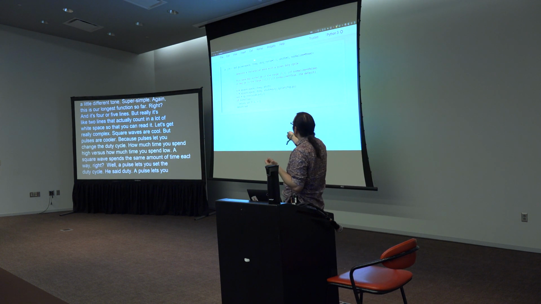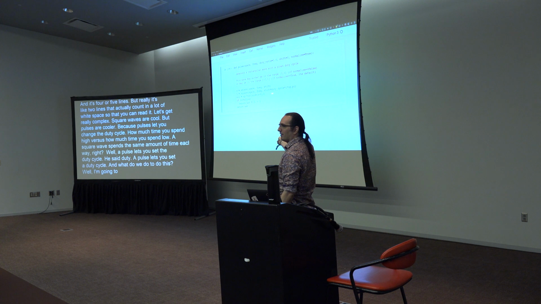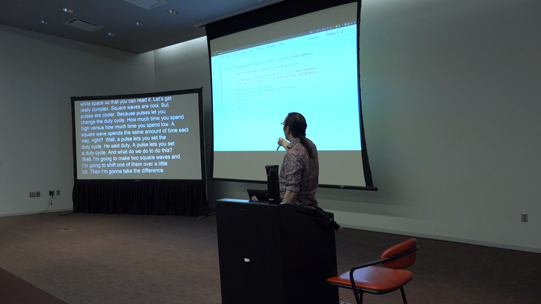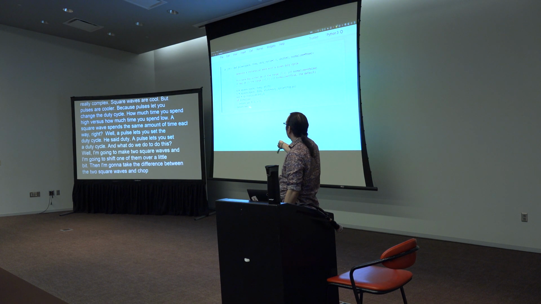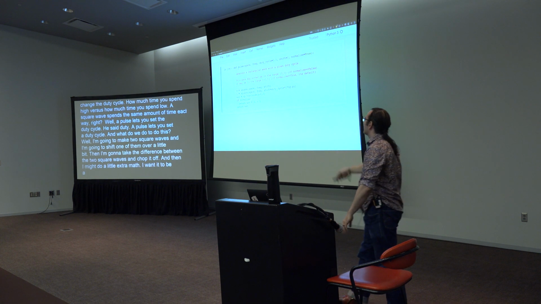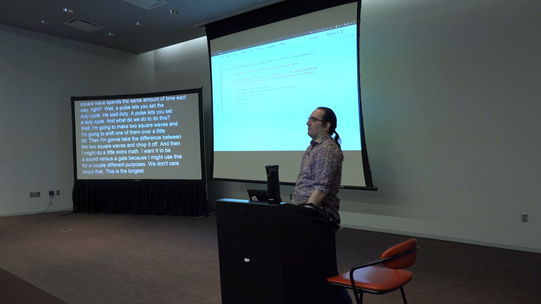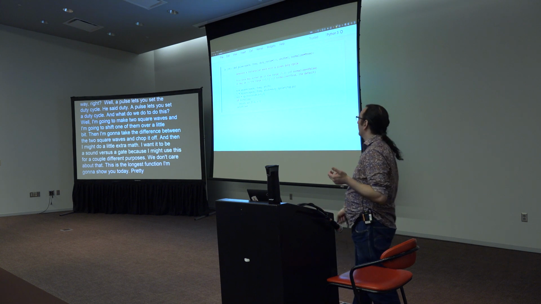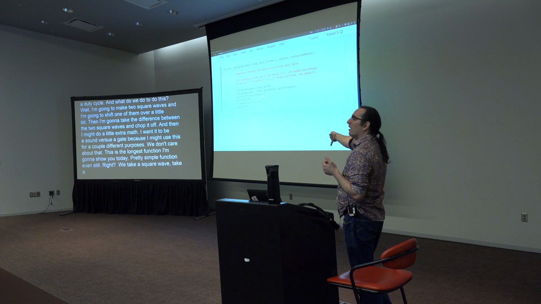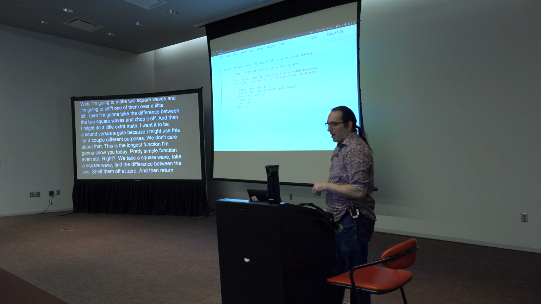And what do we do to do this? Well, I'm going to make 2 square waves, and I'm going to shift one of them over a little bit. Then I'm going to take the difference between the 2 square waves and chop it off. And I might do a little extra math if I want it to be a sound versus a gate, because I might use this for a couple different purposes. We don't care about that. This is the longest function I'm going to show you today. Pretty simple function even still, right? We take a square wave, find the difference between the 2, shelf them off at 0, and then return that wave, maybe with a little modification.